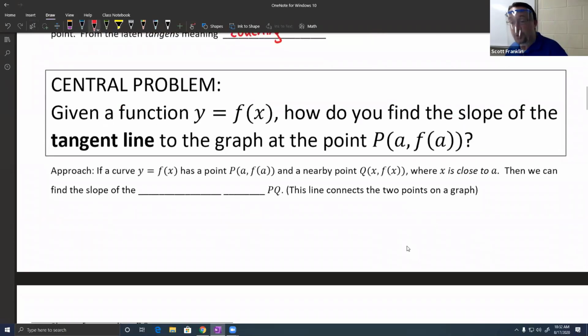Okay, so the approach we're going to use is the following. If a curve, a curve that we could graph, has a point, we'll call it P, that's a comma f of a. The x value is a chosen value a, and this means to find the height of the curve by plugging the value a into the function. So say that's the point where we want to find the tangent line slope, and some nearby point, a little bit further away from it, where x is sufficiently close to a, then we can find the slope of the line PQ as the slope between those two points. We're going to find m sub PQ, which means the slope between those two points.